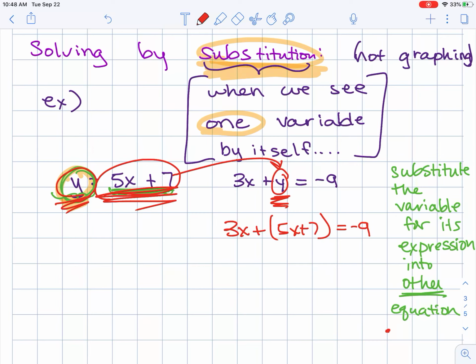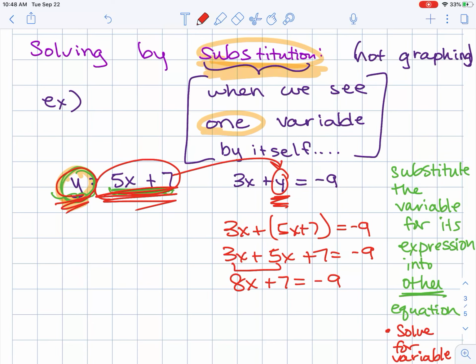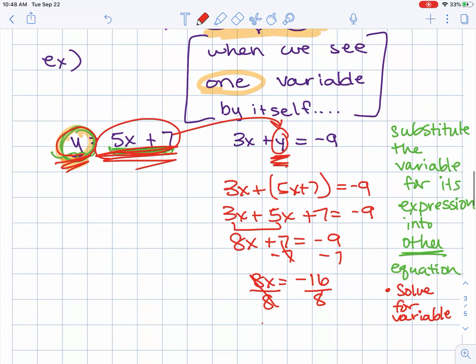And now we're just going to solve for whatever variable is left. So we're going to solve for the variable that's left, that's x. So I'm rewriting this: 3x plus 5x plus 7 equals -9. Well, I know 3x and 5x is 8x plus 7 equals -9. Solve for x. We're going to subtract the 7. And we get -16. Divide both sides by -8. And we end up with x equals -2.